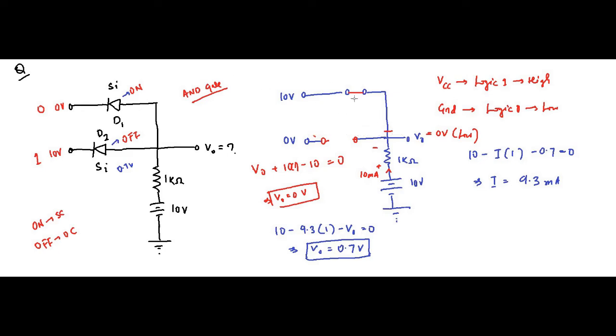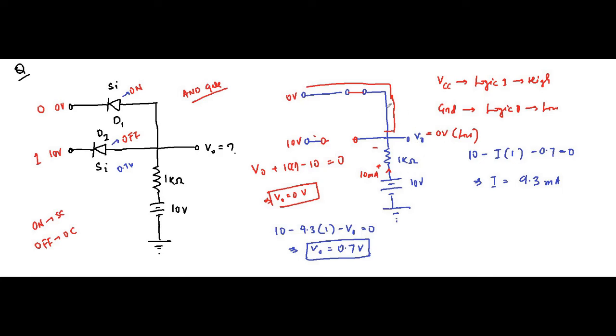Okay, so this is the thing. This is 10 volt and this is 0 volt, opposite. So here a direct short circuited path is connected from this point V0 and 0 volt. So V0 equals to 0 volt.